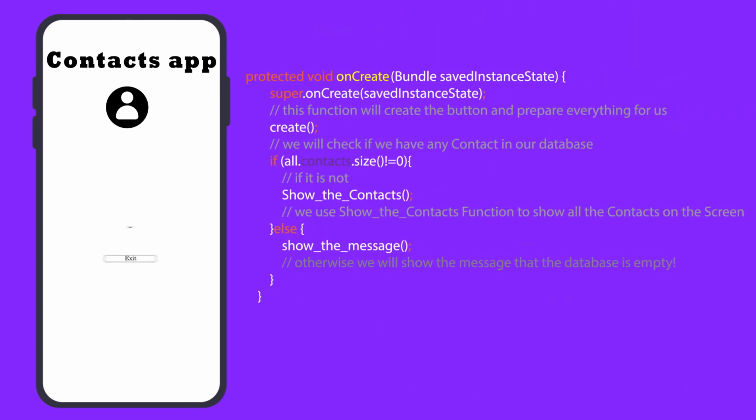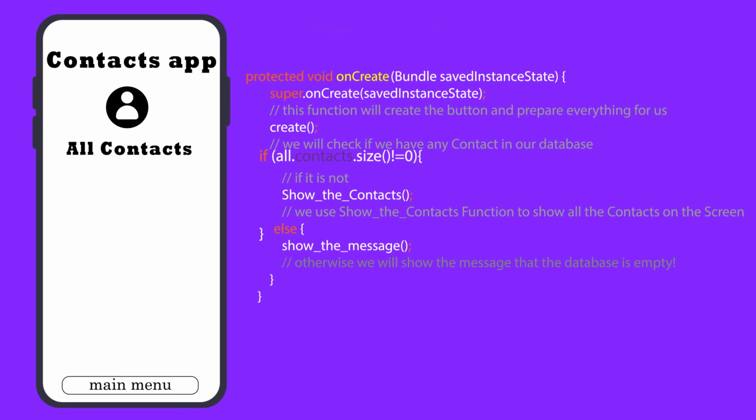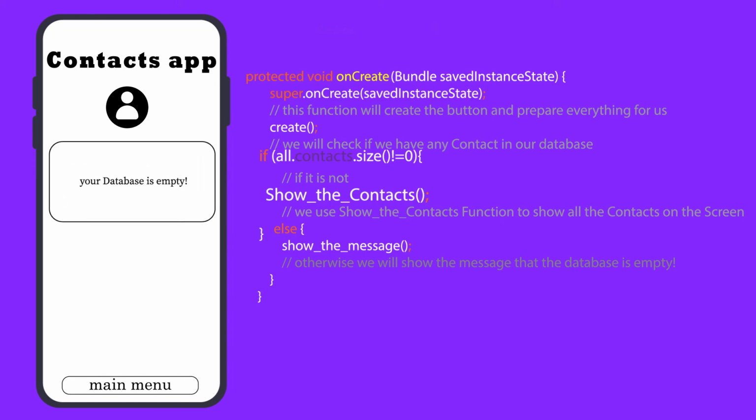If the user presses the button all contacts, first of all we will check with an if statement if we have any contacts in our database. If so, we will use the function show the contacts to show all the contacts on the screen. If the user decided to press the button remove, we will remove the contact from the database. If there is no contact in the database, the user gets a message that says the database is empty.